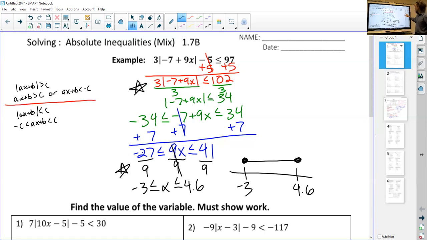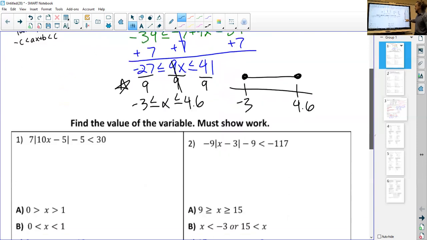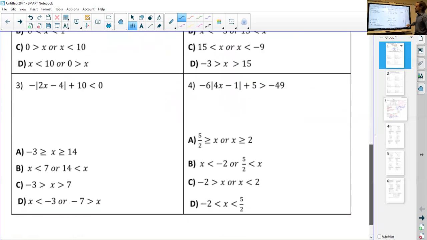Okay, so I did want to look at one of these for a couple different reasons. There's a whole lot going on in question number 3.